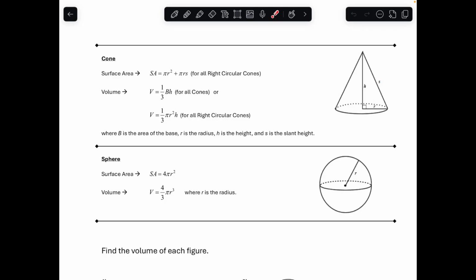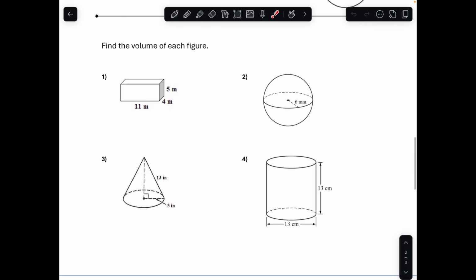Last but not least, we're going to have our trusty sphere. And so our volume is going to be 4/3 pi r cubed. So with all of these formulas in mind, let's go ahead and check out some problems. Let's find the volume of each figure.